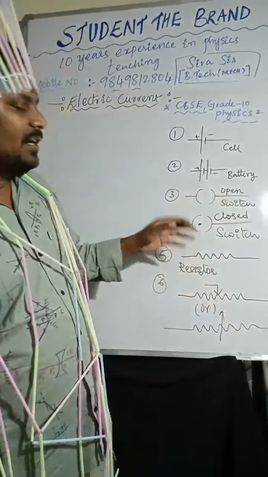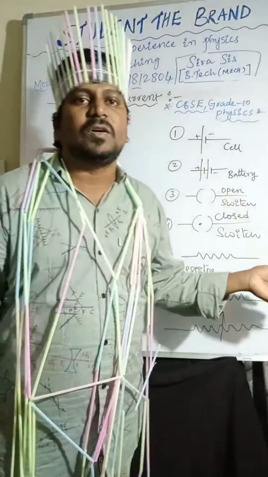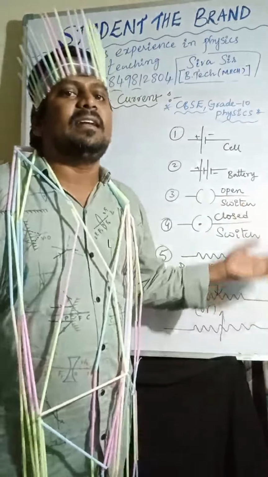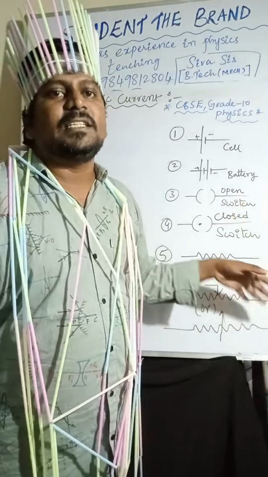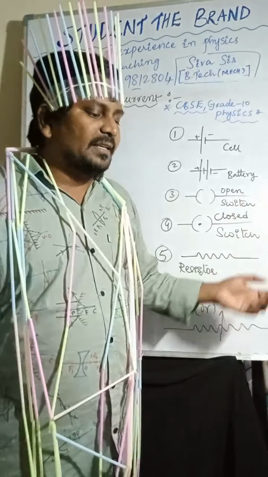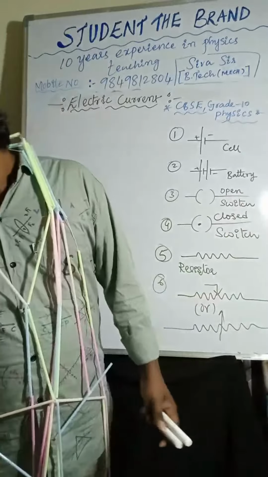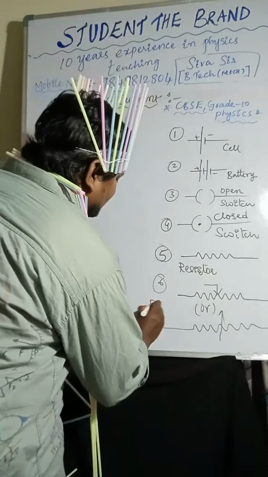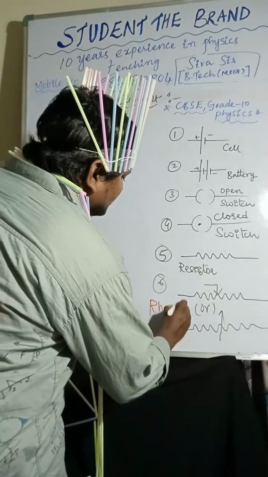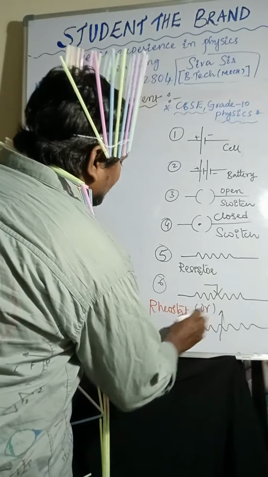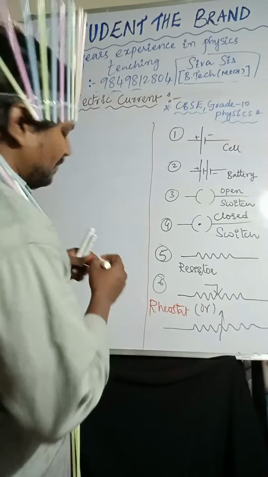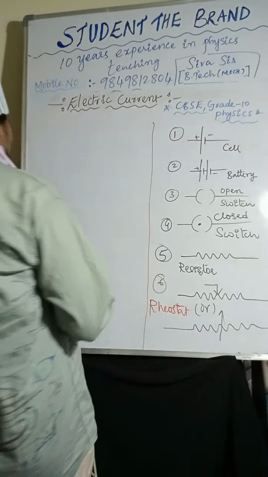Rheostat is nothing but a device which, without changing the voltage source, can regulate the current in the circuit. That is called rheostat. Okay. Next one we are going to the ammeter and voltmeter.